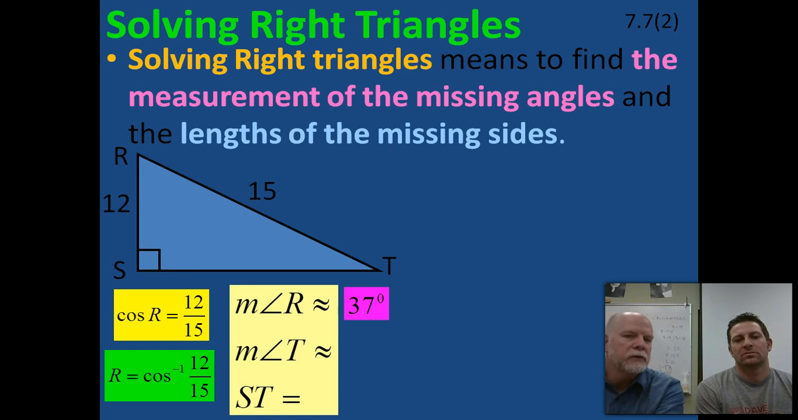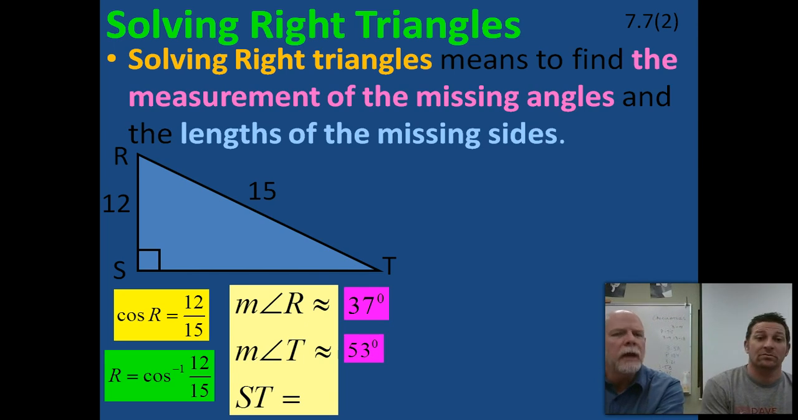Now, as Mr. Bedella was just saying, I'm not sure if this slide is going to do this or not, but you don't need to go through the whole calculation again to get T. All we've got to do is subtract 37 from 90 because we know they're complementary. Okay, and so the other angle is going to end up being 53 degrees. Okay, so you need to be able to see that.